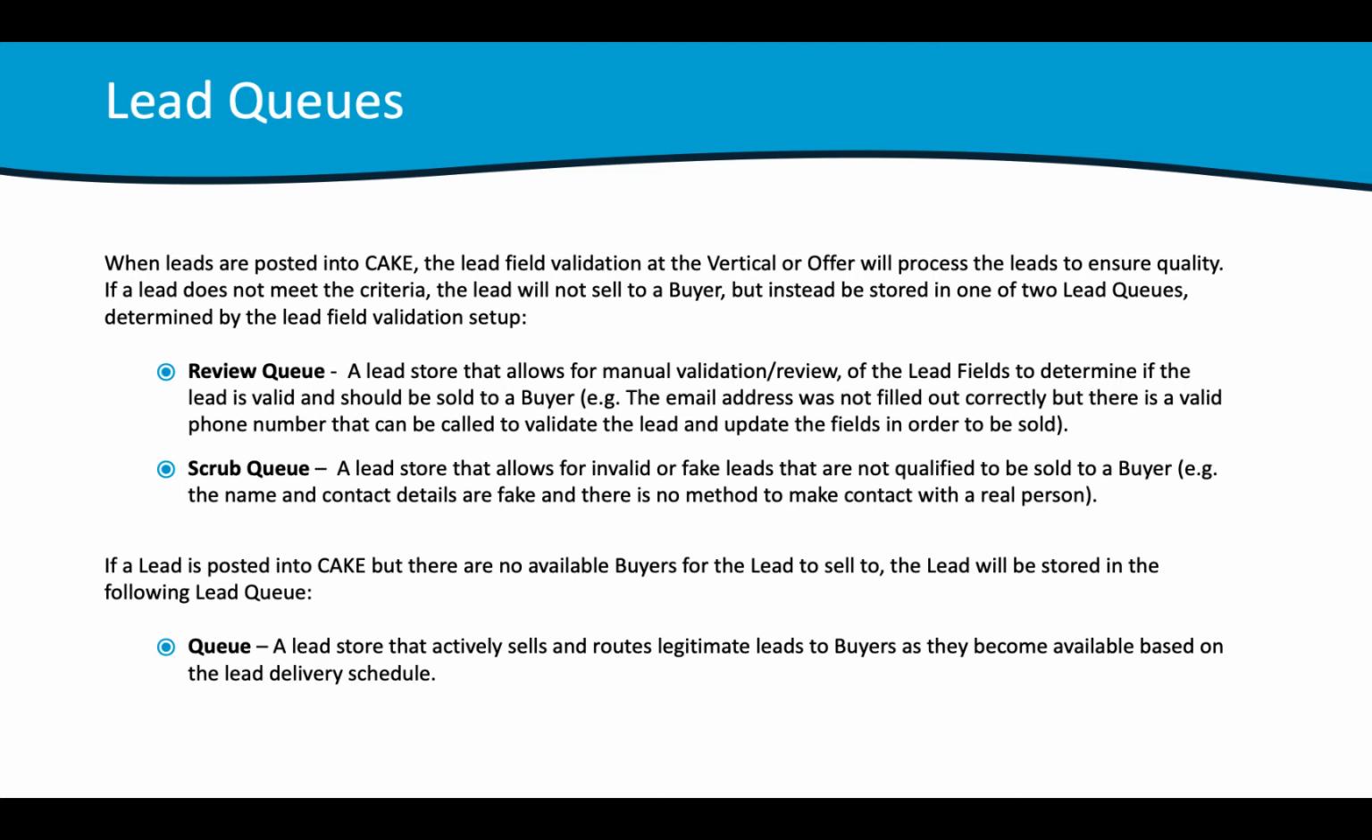If a lead is posted into Cake, but there are no available buyers for the lead to sell, the lead will be stored in the following lead queue. So these are good leads, and we're trying to sell the lead, but there's no buyer present, and that's called the queue. All of your leads on a hosted offer, which we haven't got to quite yet because there are two different types of offers, we'll go through the queue at some point. The queue is Cake's routing engine. This is where we are trying to sell the leads to the best possible buyer.